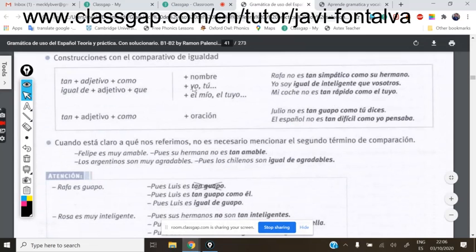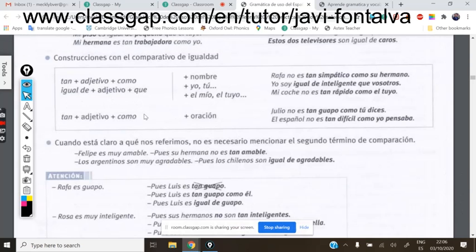So. Let's talk about tan adjetivo como, and igual de adjetivo que. So, you say tan adjetivo como when you have a full sentence. Oración means what? Oración means like a phrase with a verb. Like a full sentence. So, in order to have una oración, you need at least to have a verb.